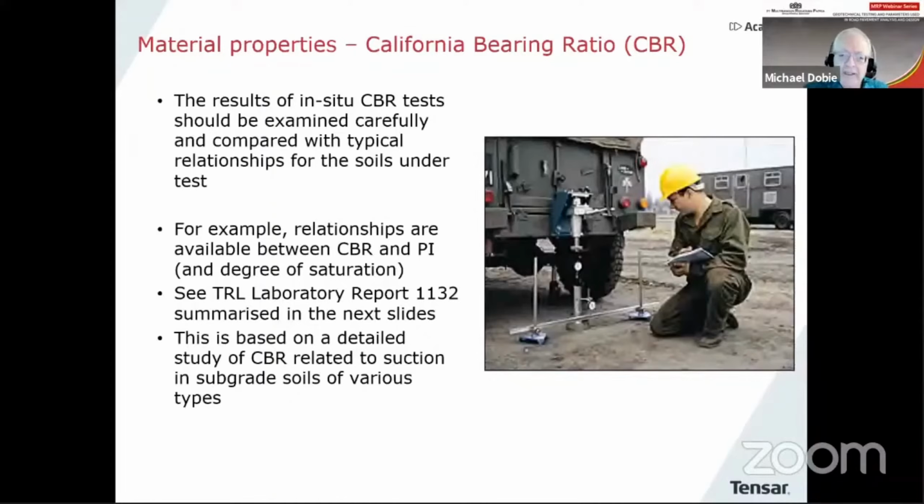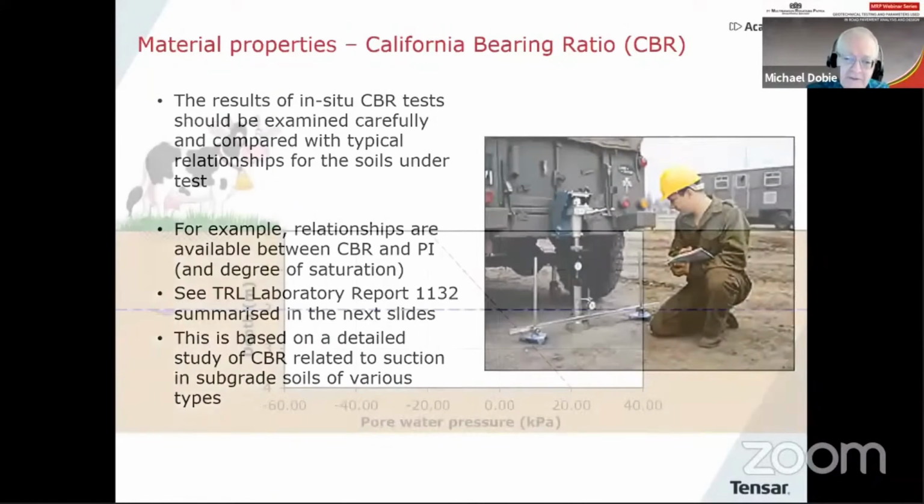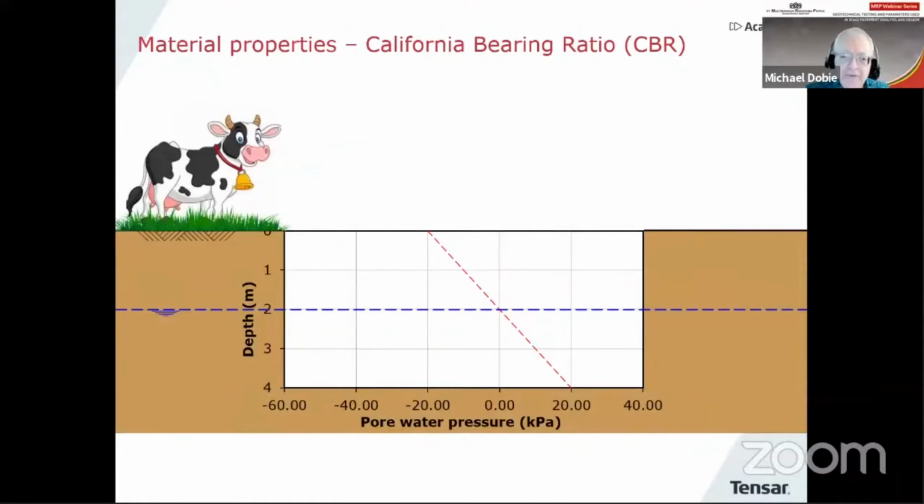So I've just got a few slides to try to explain what I mean by this. So here we have a nice field with a cow standing in it, and we're going to build a pavement over this. The water table is at a depth of 2 meters. So that dotted line would be the hydrostatic water pressure profile. And above the water table in a clay, if there's no flow, it'll be negative. In other words, you have suction in the clay above the water table.